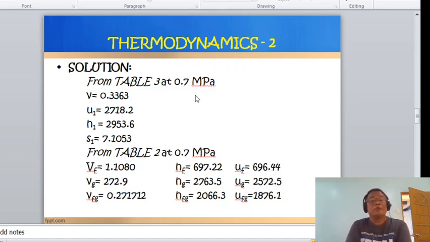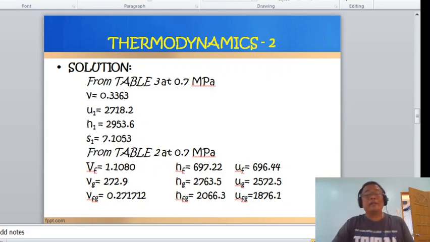Then, from table 2 at 0.7, we can now easily determine the condition of the liquid at this pressure. So v sub f is equal to 1.1080, v sub g is 272.9. The specific volume of the mixture, v sub fg, is 0.271712. For the enthalpies, we have h sub f is 697.22, h sub g is 763.5, and the mixture is 266.3. Actually, class, h sub fg is equal to the difference of h sub g and h sub f.